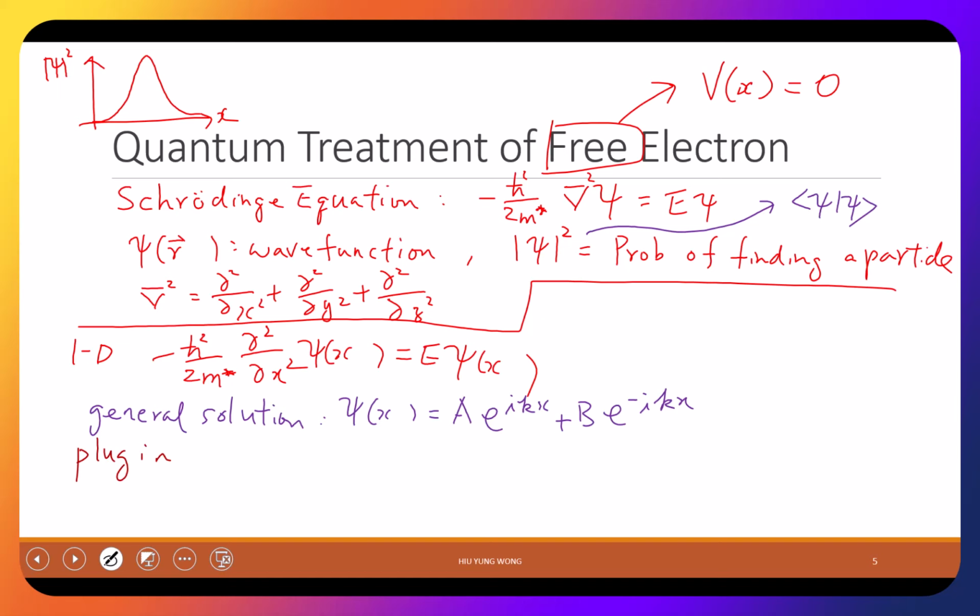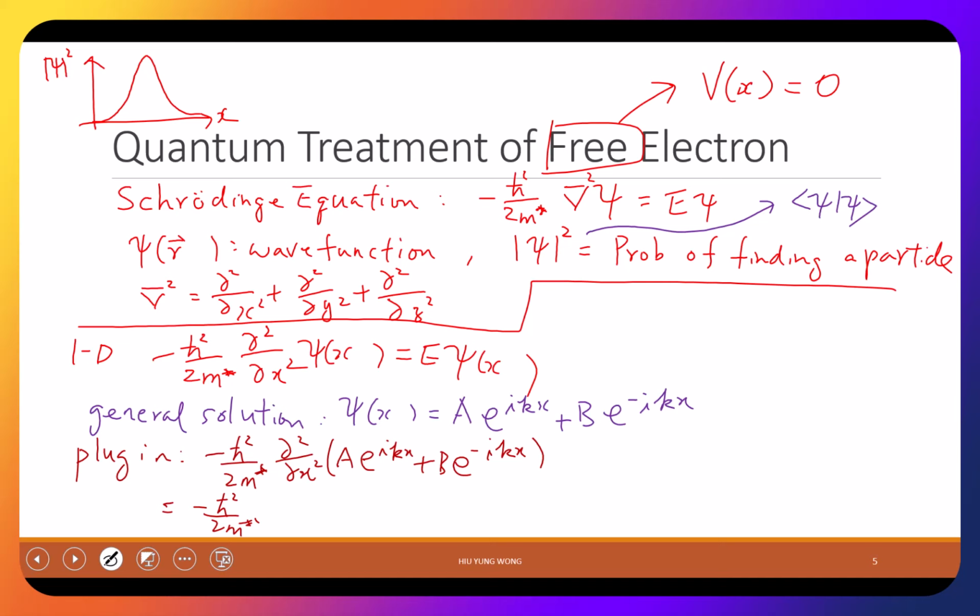So I plug in this equation. I have the negative ħ squared divided by 2m star, right? And then I have this partial squared, partial x squared. I plug in a e to the power ikx plus b e to the power negative ikx, right? And then I try to take this out. When you differentiate the exponents two times, you just take the exponent out, right?